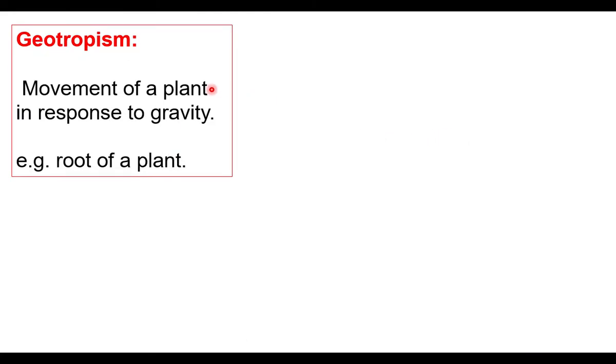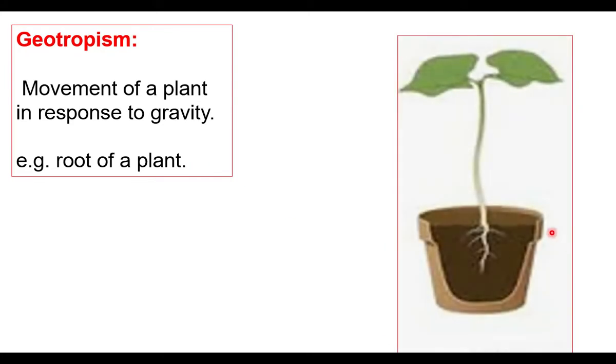Movement of a plant in response to gravity is geotropism. The root system grows towards gravity. The root of a plant grows towards gravitational force. This is geotropism.